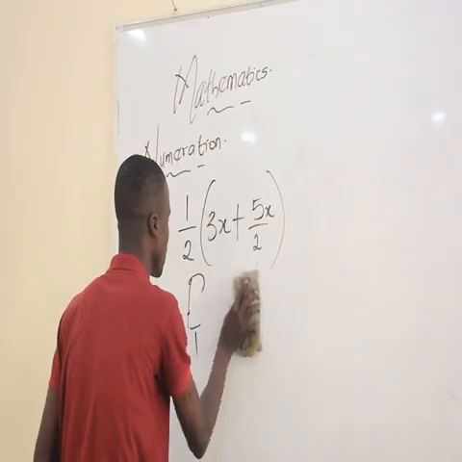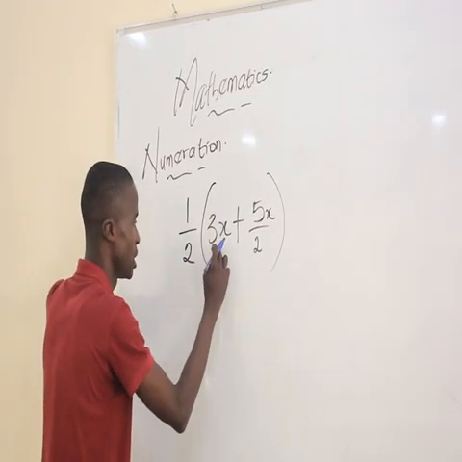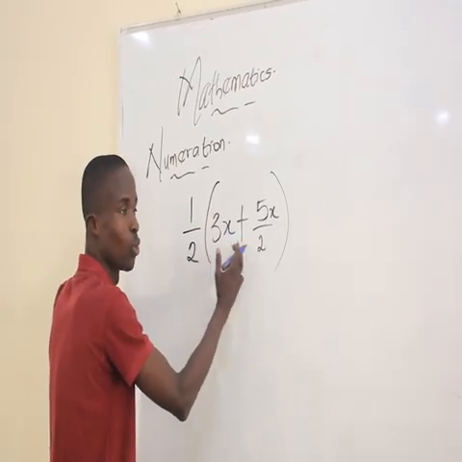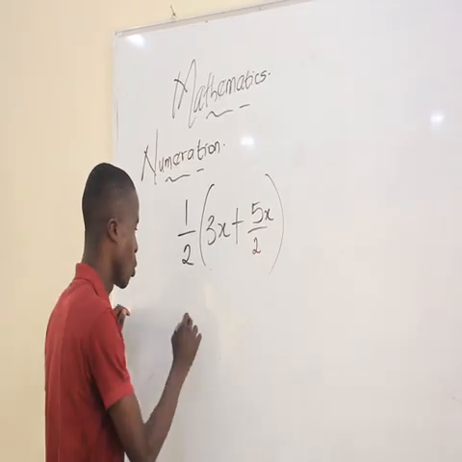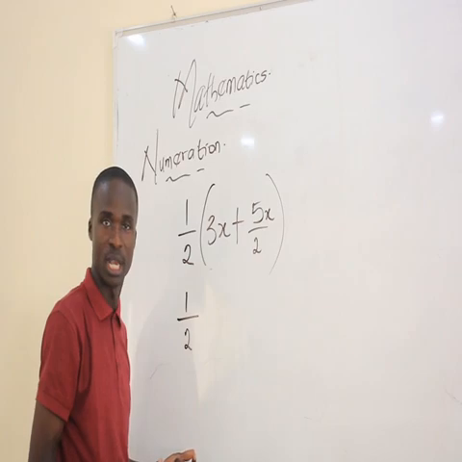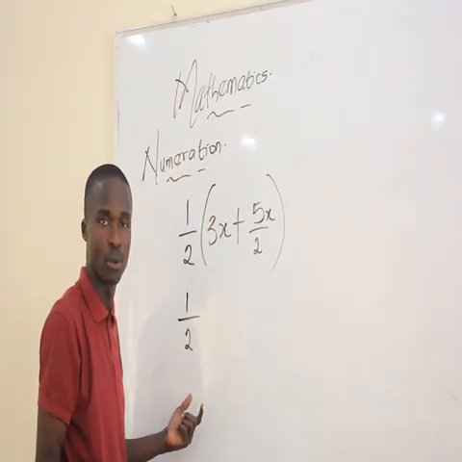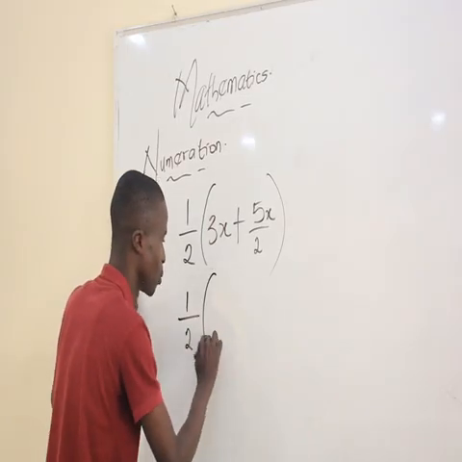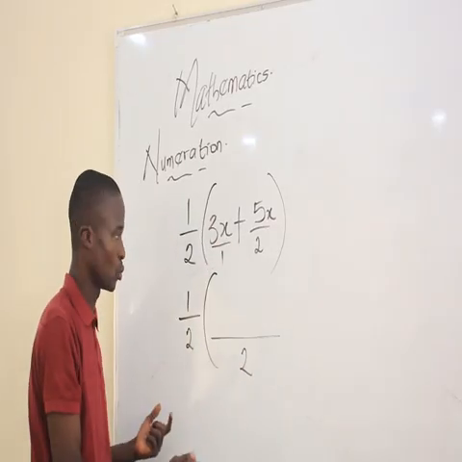So for something like this, it's either you go straight by dealing with this, or you deal with the bracket first. If I want to deal with the bracket first, I would go with the LCM. What's the LCM here? What's the least common multiple? The least common multiple here is 2. This over 1 is 2.